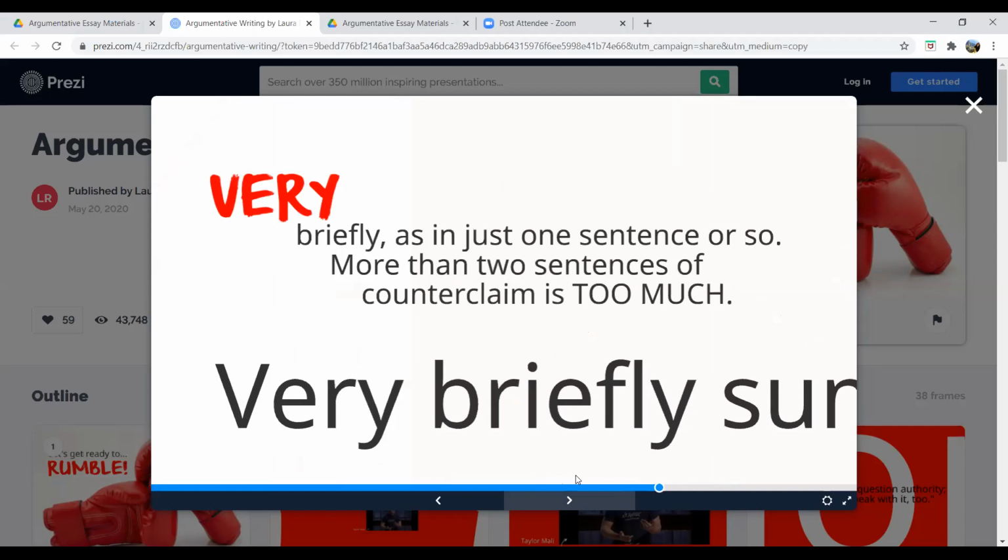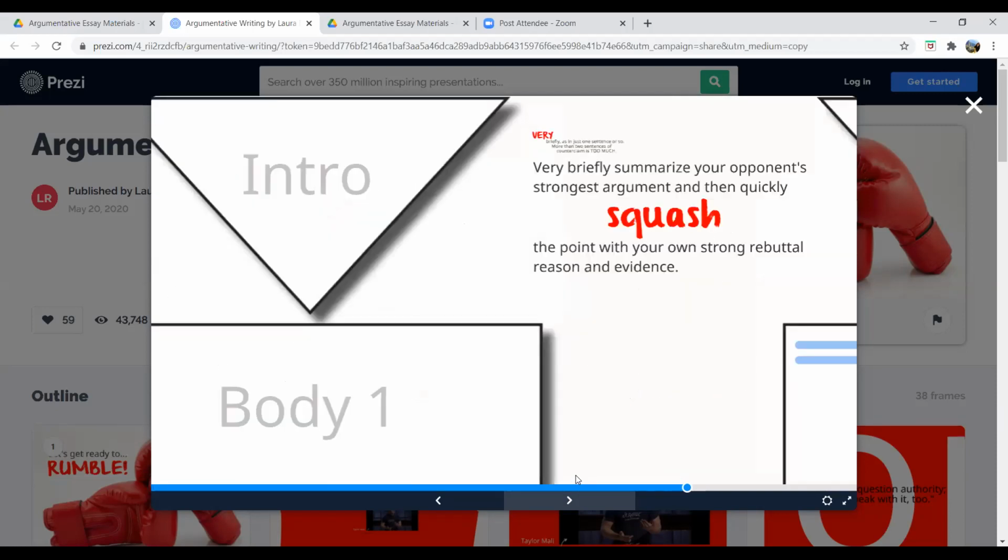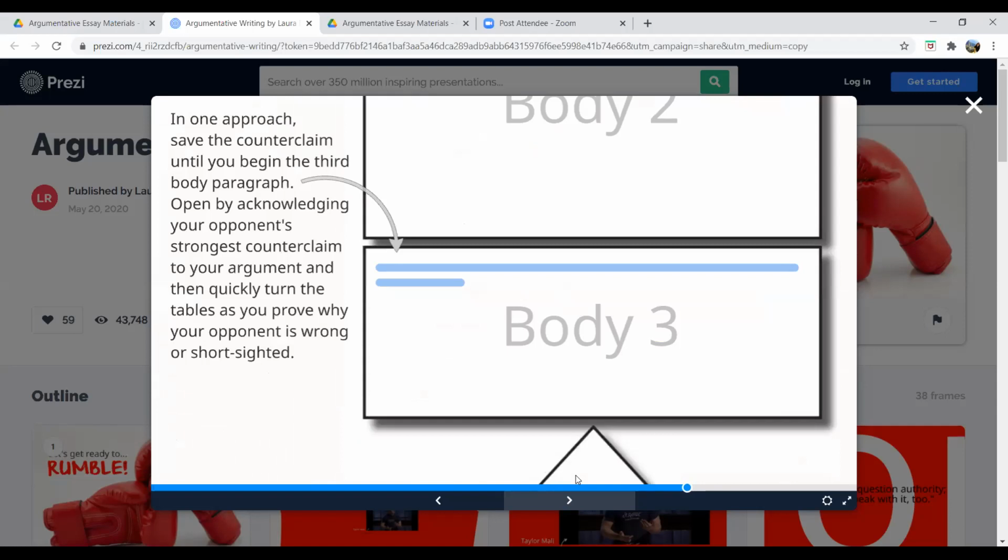The counterclaim, we're going to see examples in the energy drinks essay. They're very, very brief, as in one sentence or so. More than 2 sentences of a counterclaim is too much. You just want to show people, hey, I know there are people out there that disagree with me, and that's fine, but I'm still right.